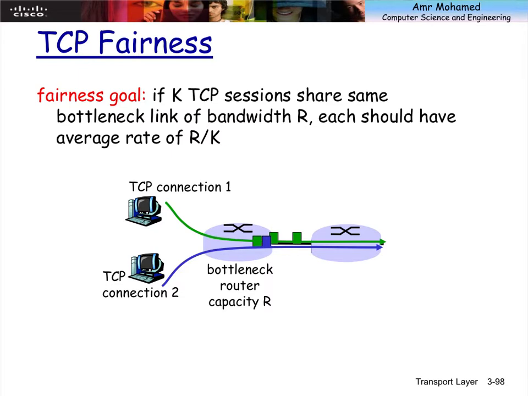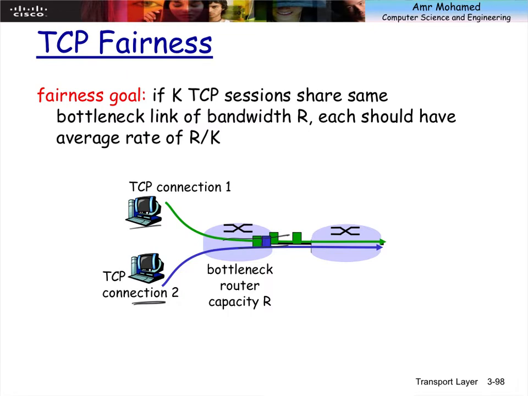Now, there is a very, very important question. If I have two nodes like this and they have two TCP sessions that share a particular link in the network, and they both use TCP, and TCP uses congestion control as we have just explained it. The question is, does congestion control done by TCP actually guarantee fairness or not?